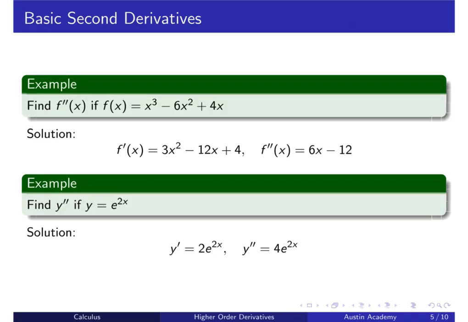Examples. Basic second derivatives. Let's find the second derivative of f of x equals x cubed minus 6x squared plus 4x. Step 1. The first derivative is 3x squared minus 12x plus 4. Step 2. The second derivative is 6x minus 12. Next example. Find y double prime if y equals e to the 2x. The first derivative is 2e to the 2x. The second derivative is 4e to the 2x.